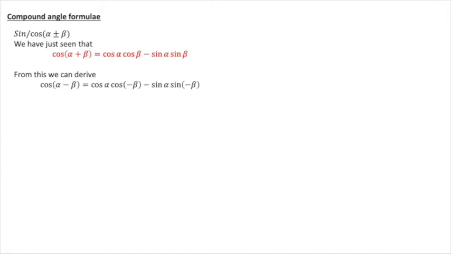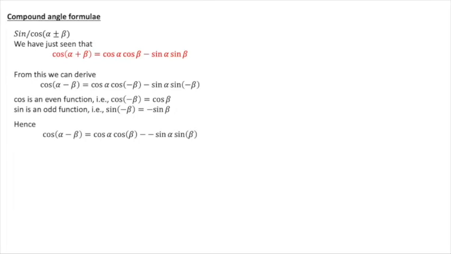From this we can derive that cos alpha minus beta is cos alpha cos minus beta, take away sine alpha sine of minus beta. And cos is an even function, which means that cos of minus beta is equal to cos of beta. Sine is an odd function, sine of minus beta is equal to minus sine of beta. And by subbing those back in, we get cos of alpha minus beta equals cos of alpha cos of beta, take away minus sine of alpha sine of beta, and we end up with cos of alpha take away beta is cos alpha cos beta plus sine alpha sine beta.